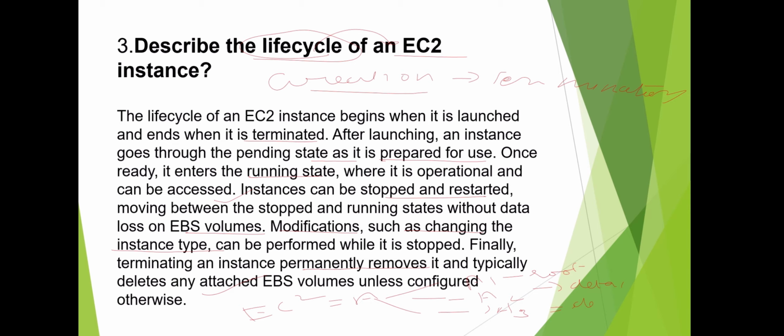A3 is the data volume 2. When we terminate our EC2 instance, it will automatically terminate the root volumes. But if you're talking about data 1 and data 2, there is a concept I just explained: that is the delete on termination.